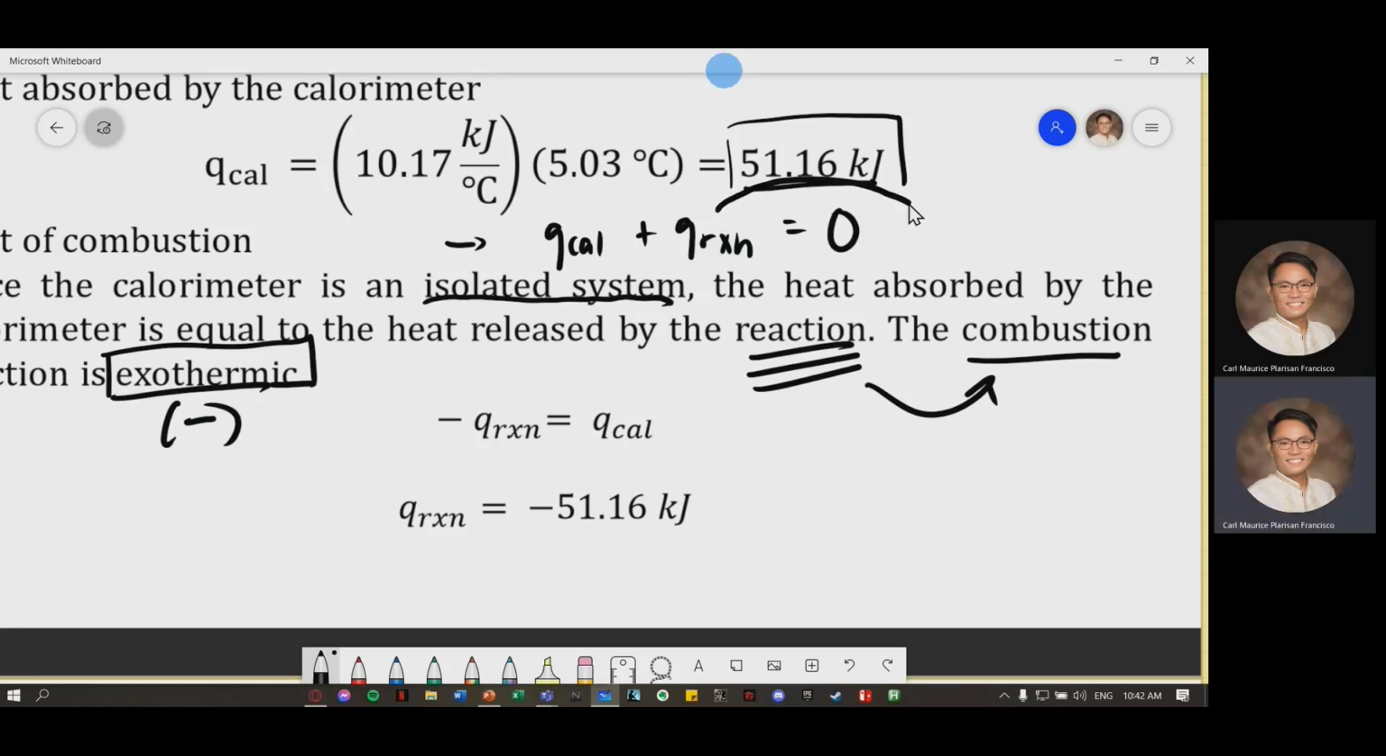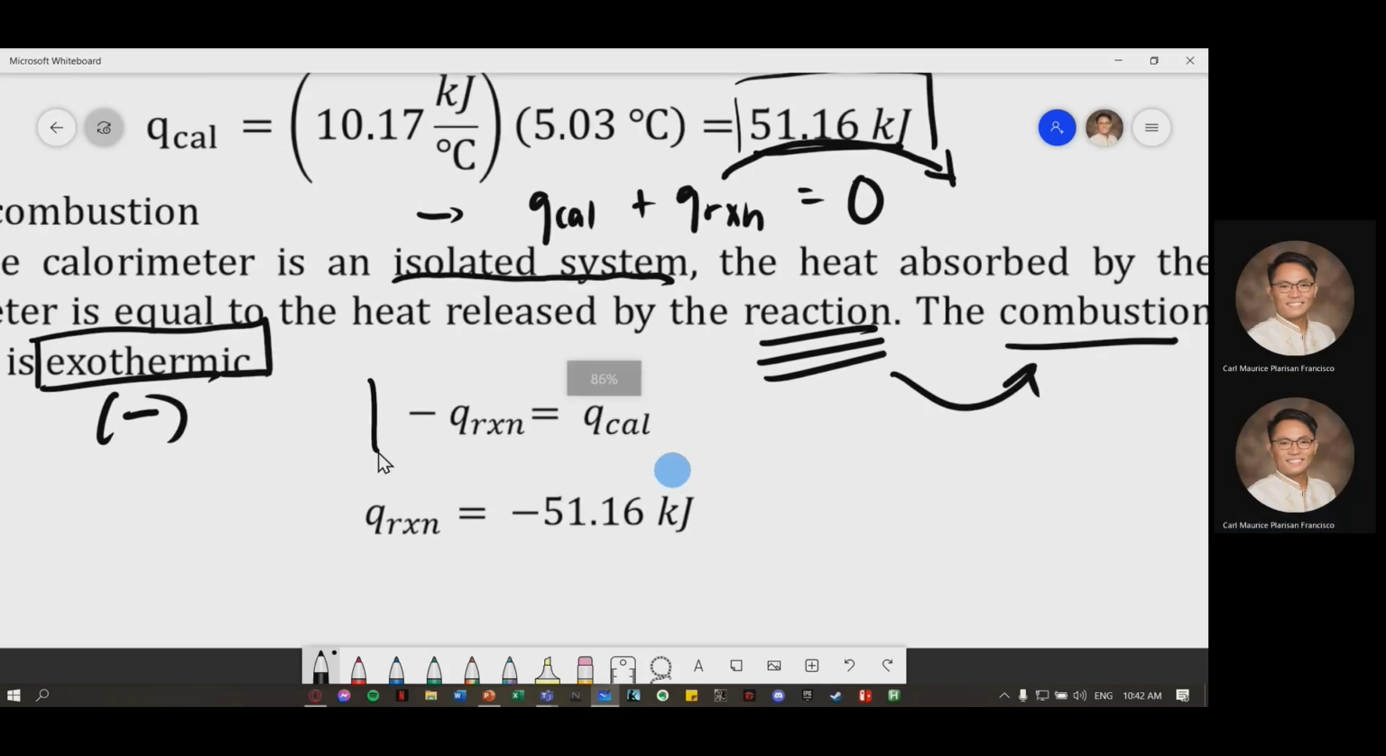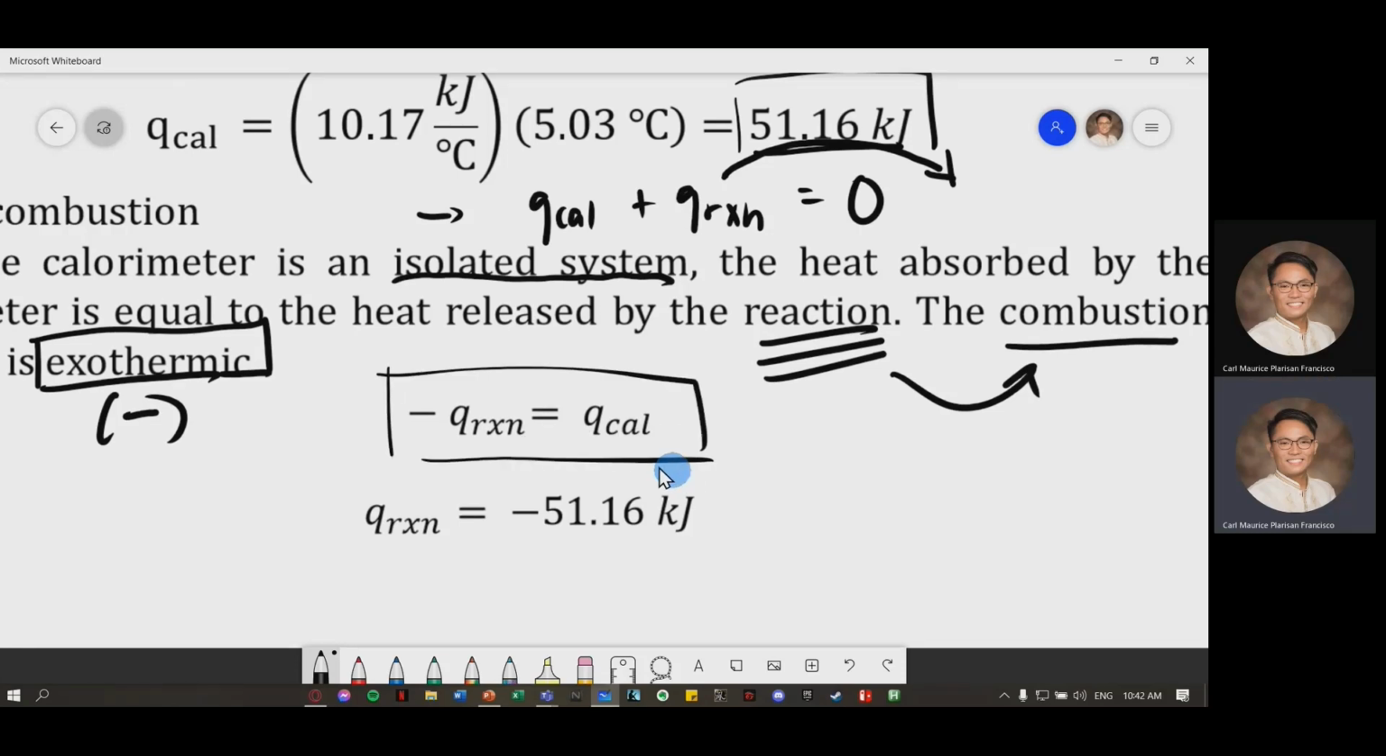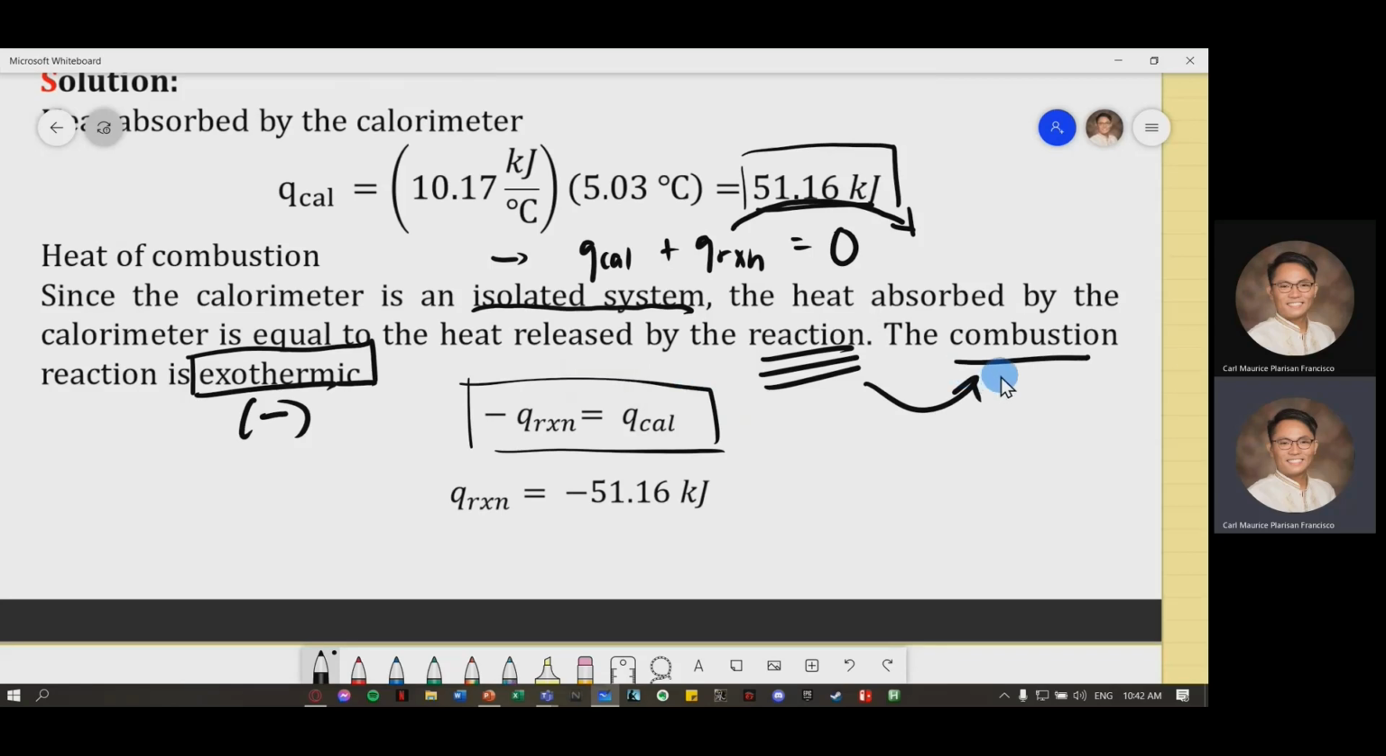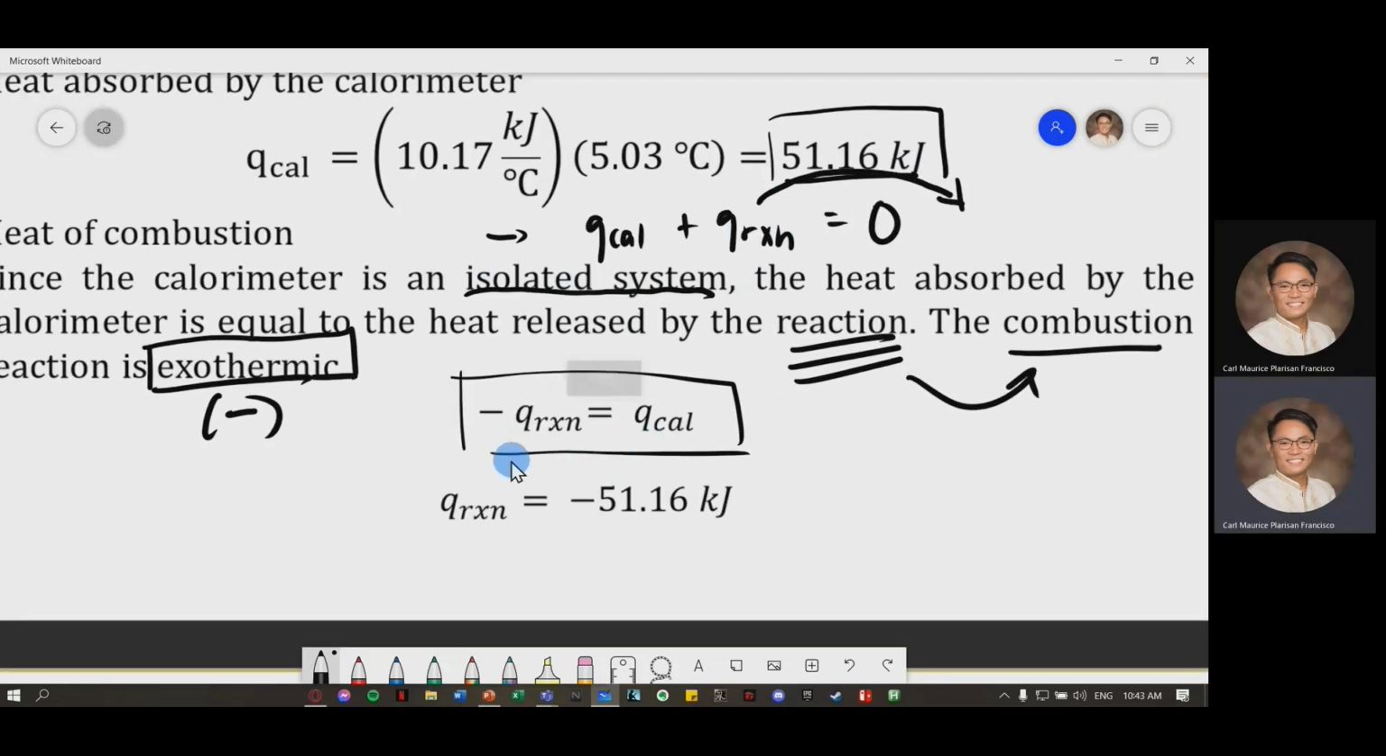we transfer Q_reaction to the other side of the equation, so it became like this: negative heat of reaction is equal to heat of calorimeter. From this format, for an isolated system, heat is released. Combustion is always exothermic, so always negative. So from this particular form of the equation, we transfer Q_reaction to the other side to represent the negative sign. Now, negative Q_reaction is equal to Q_cal, the heat of the calorimeter.